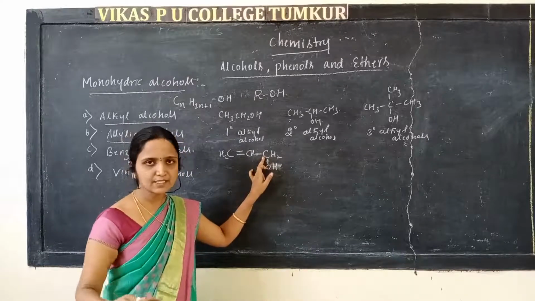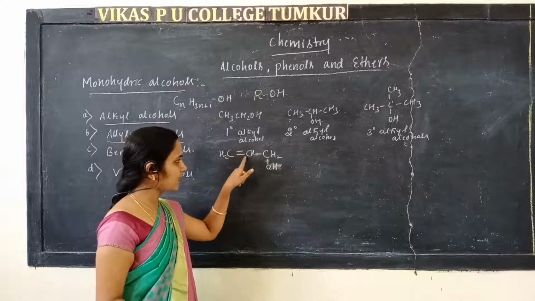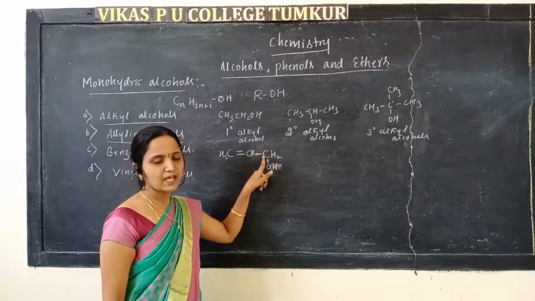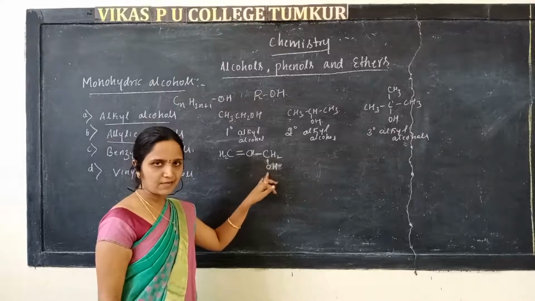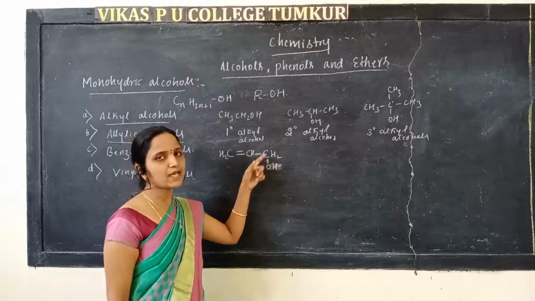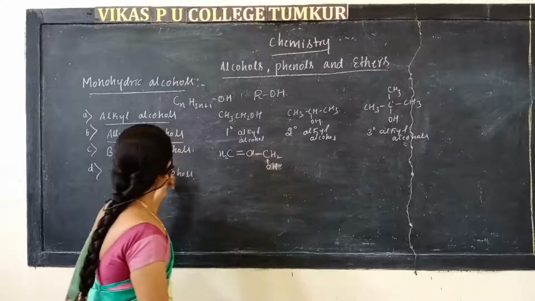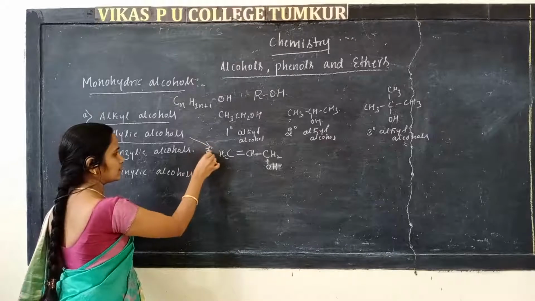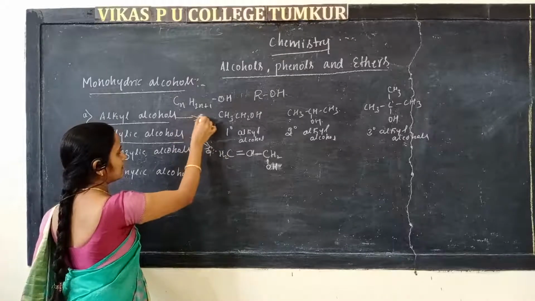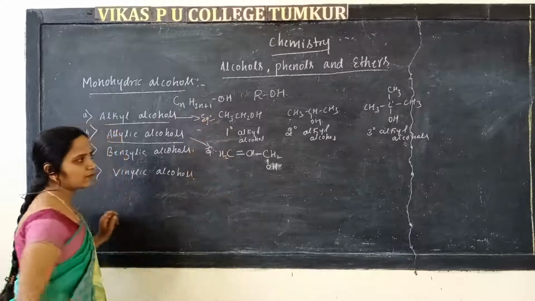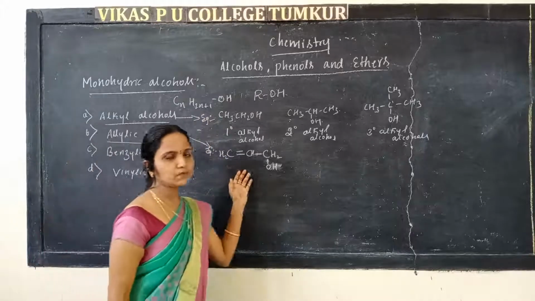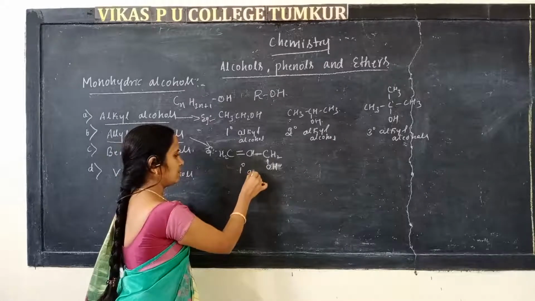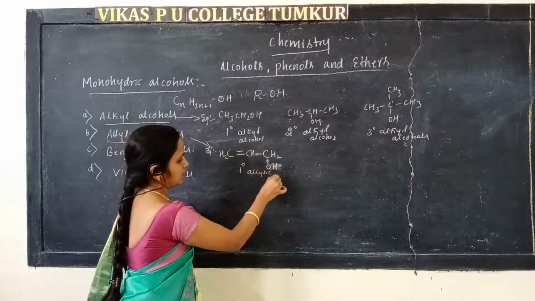Allylic carbon means the carbon which is attached to the carbon-carbon double bond. Allylic alcohols means the hydroxyl group is attached to the allylic carbon. This we call allylic alcohols. These are again classified into 3 types. This we call a primary allylic alcohol.